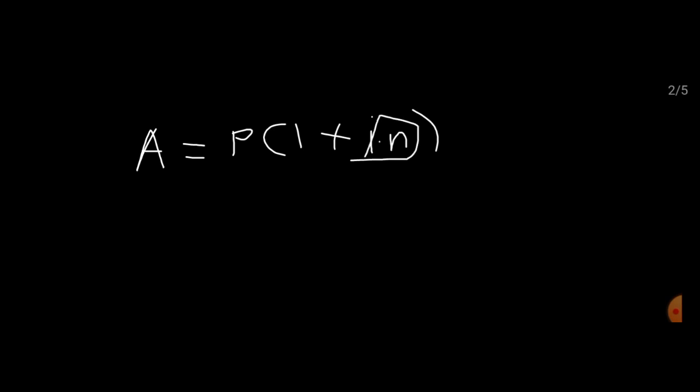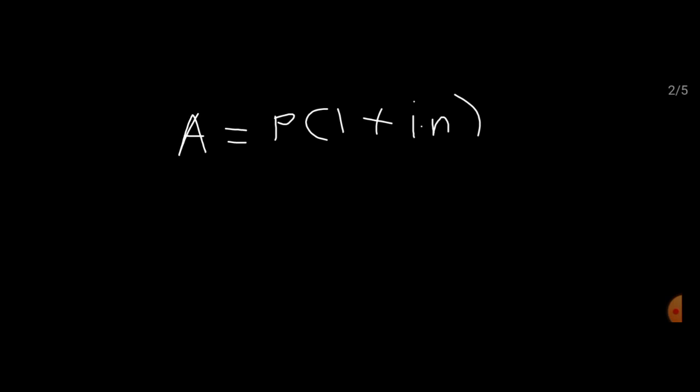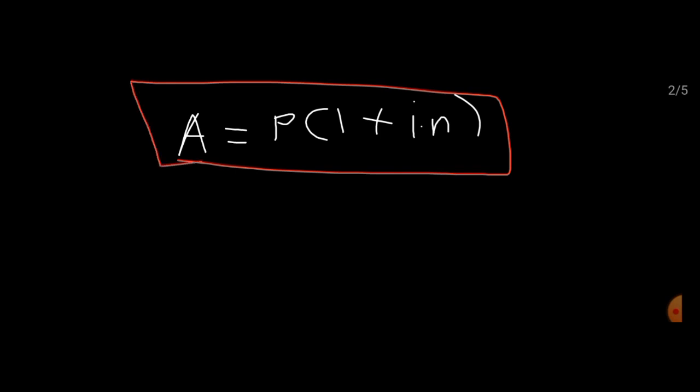So the formula is simple interest whereby A is equal to P into 1 plus I times N. When numbers or variables are close together like this, they're actually multiplying each other. This is the formula of simple interest. Every simple interest, you're going to be using this formula. So it's very important to mark it down somewhere.